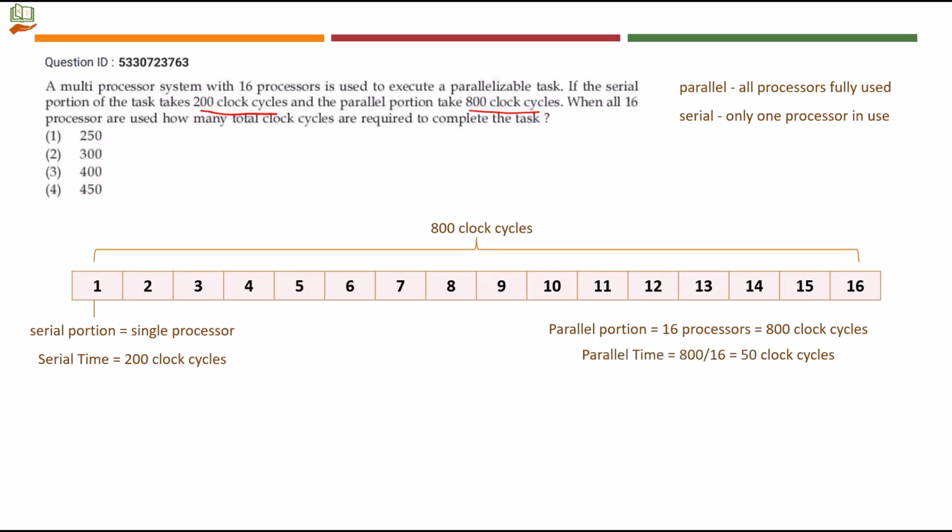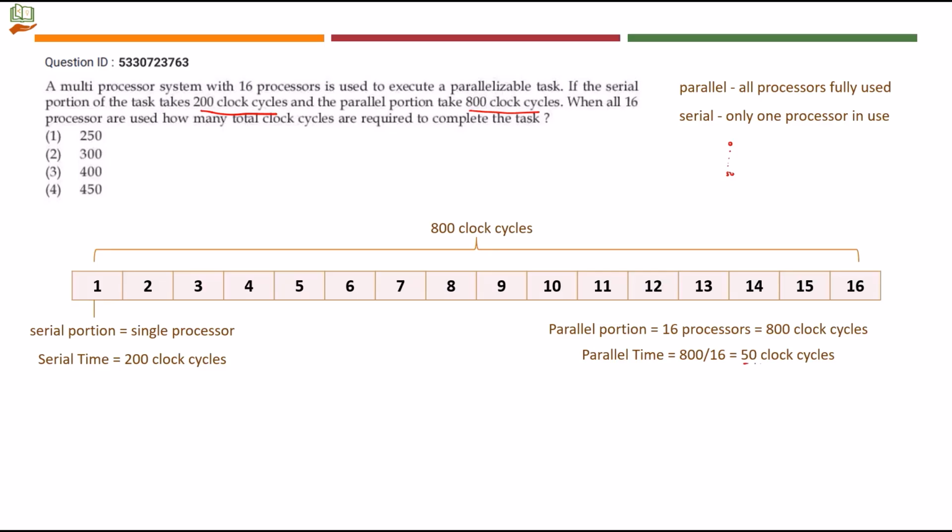What about the parallel time then? You have to take the total number of clock cycles of the parallel portion divided by the number of processors. This will give you the parallel time. Imagine all the 16 processors are going to execute at time 0. So when it comes to time 50, all the processors will complete the execution. So how many clock cycles are involved here? Only 50 clock cycles.